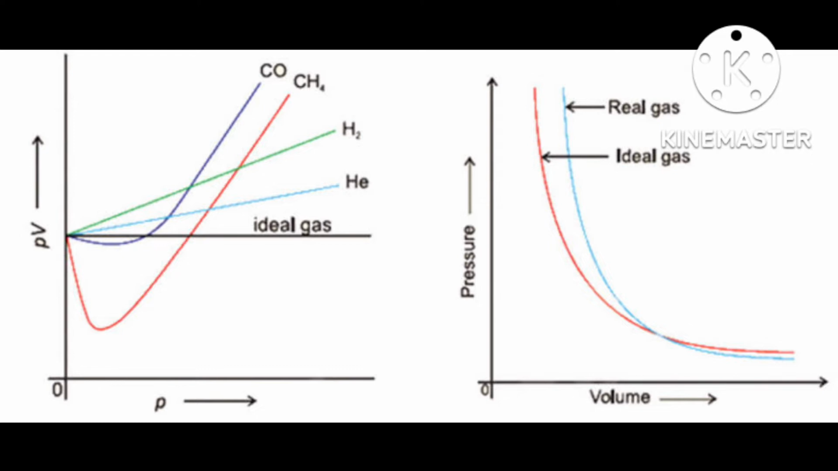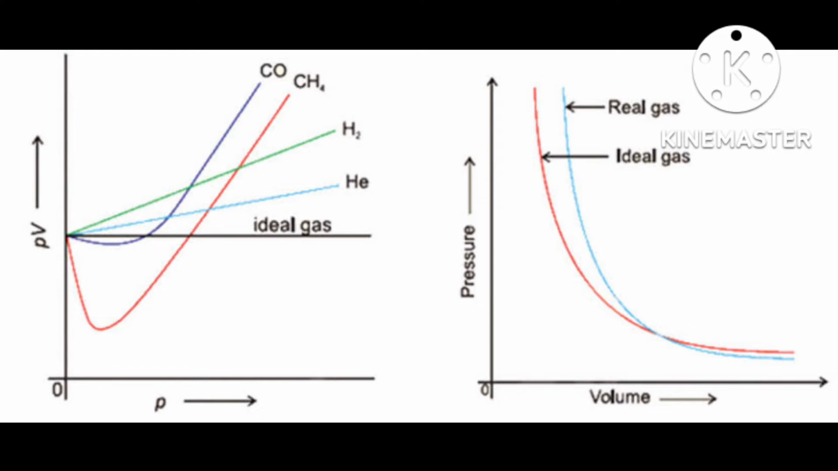This is what the plot showed when it was drawn. This is actually experimental value. When data was collected, it showed this type of nature for real gases and ideal gases. No gas is ideal, it is only a condition. There is no example of an ideal gas.